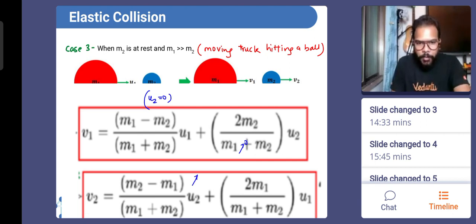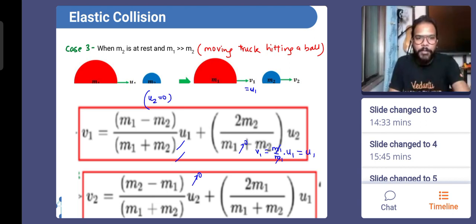So you see that if u2 is 0, this part m1 minus m2 can be neglected because m2 is very small. This v1 is equal to m1 upon m1 into u1, which is equal to u1. That means nothing happens to the truck. Truck has the same velocity as it had earlier. So m1 has the same velocity u1 after the collision also.